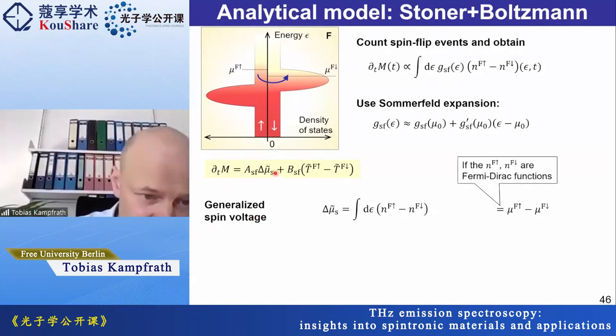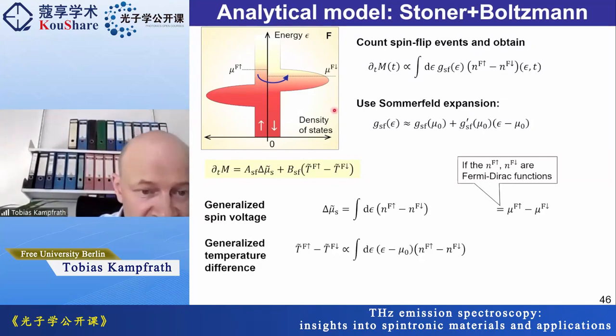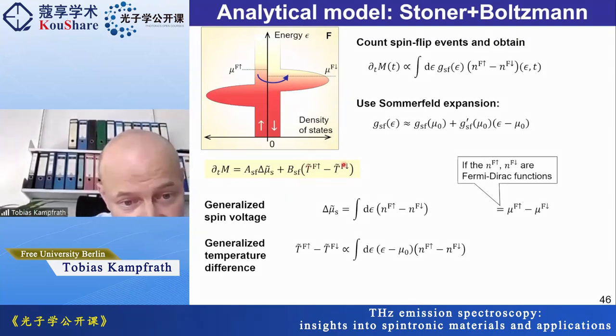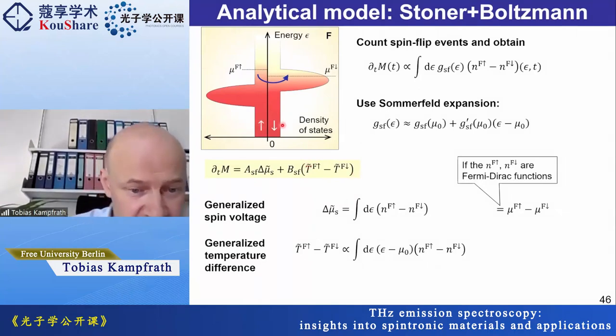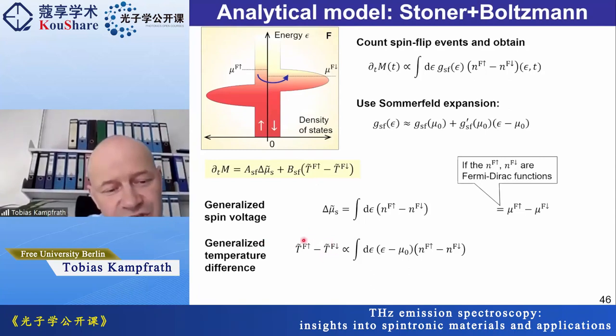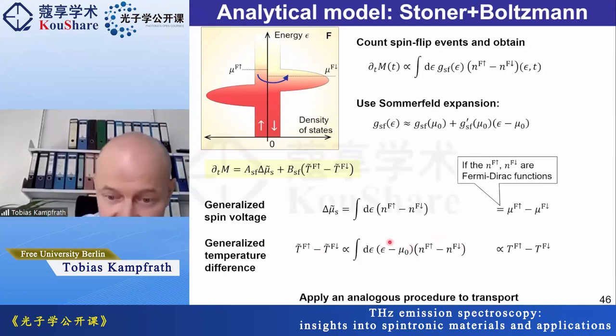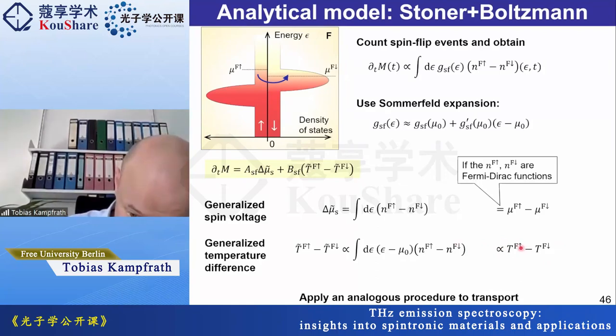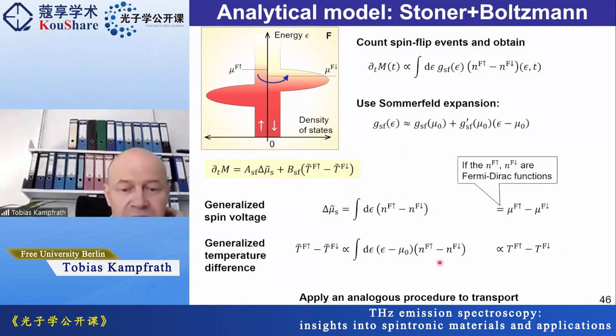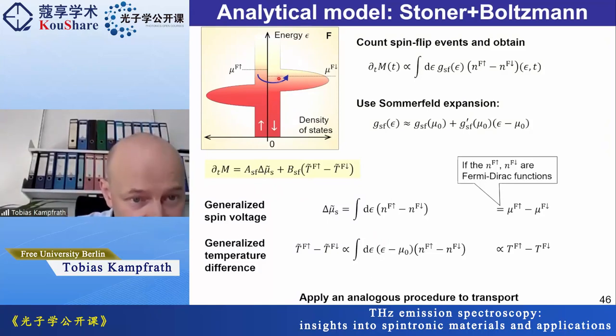Okay, this is the first term that contributes to the ultrafast demagnetization, the different chemical potential of spin up and spin down electrons. But there's a second term here, and this is simply the difference of the generalized temperatures between spin up and spin down electrons. So how is this defined? It's simply the occupation numbers weighted with the electron energy. And well, if these distribution functions n up and n down are again Fermi Dirac functions, then they simply reduce to the ordinary temperatures of the spin up electrons and the spin down electrons. And that's why we call this integral here the generalized temperature difference. Okay, so this means you get spin flips because of a split of the chemical potential, but also because of a difference of the temperatures of spin up and spin down electrons.